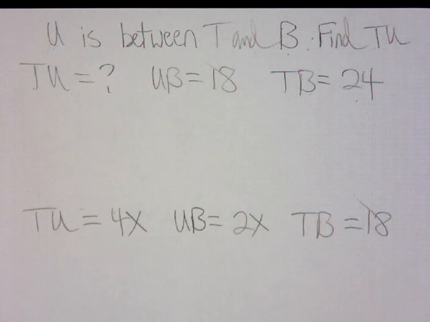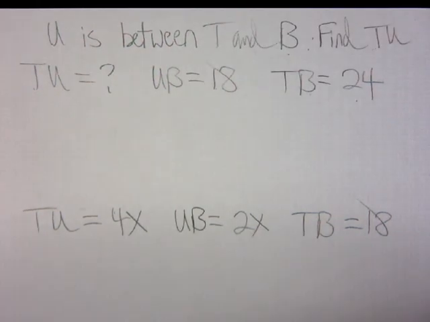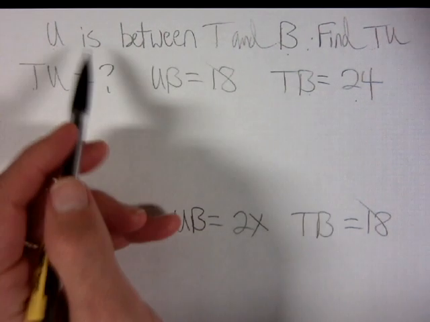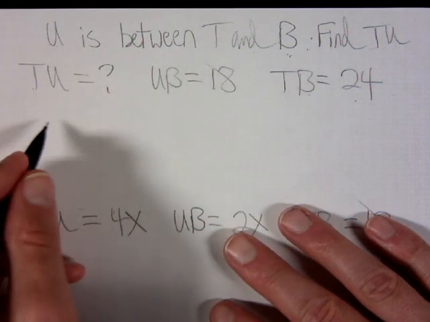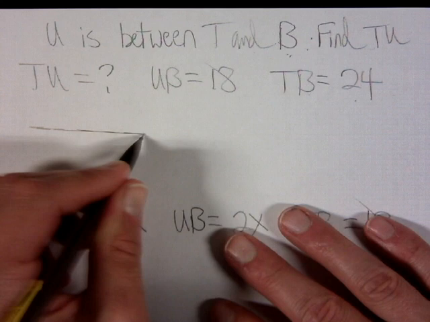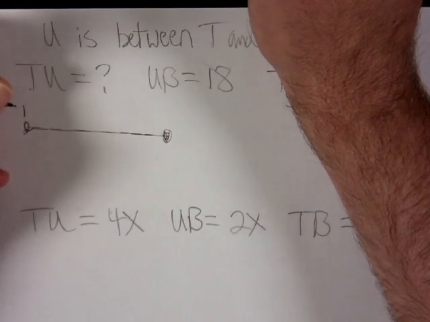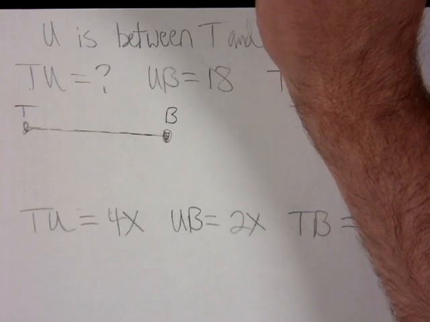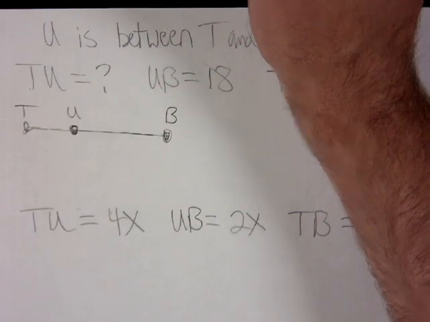Now, some of these can be difficult to visualize in your head. So what really helps tremendously in geometry in general is to draw it. If they don't give you a picture, then you draw a picture. So what do I need to draw? I need to draw U between T and B. So let's draw that. Here is T and B, and we've got U between T and B.